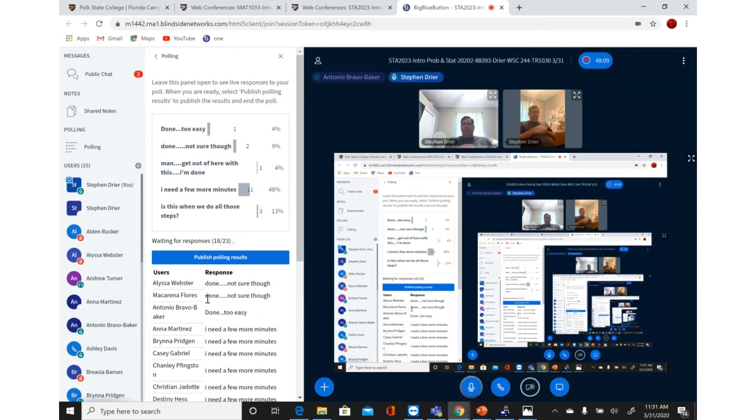So for the people who are wondering if this is when you do the multiple steps, yes. This is where you would do part A is draw the picture. Part B is write down the formula. Part C is do the work. Part D is interpret, and part E is the assumptions.